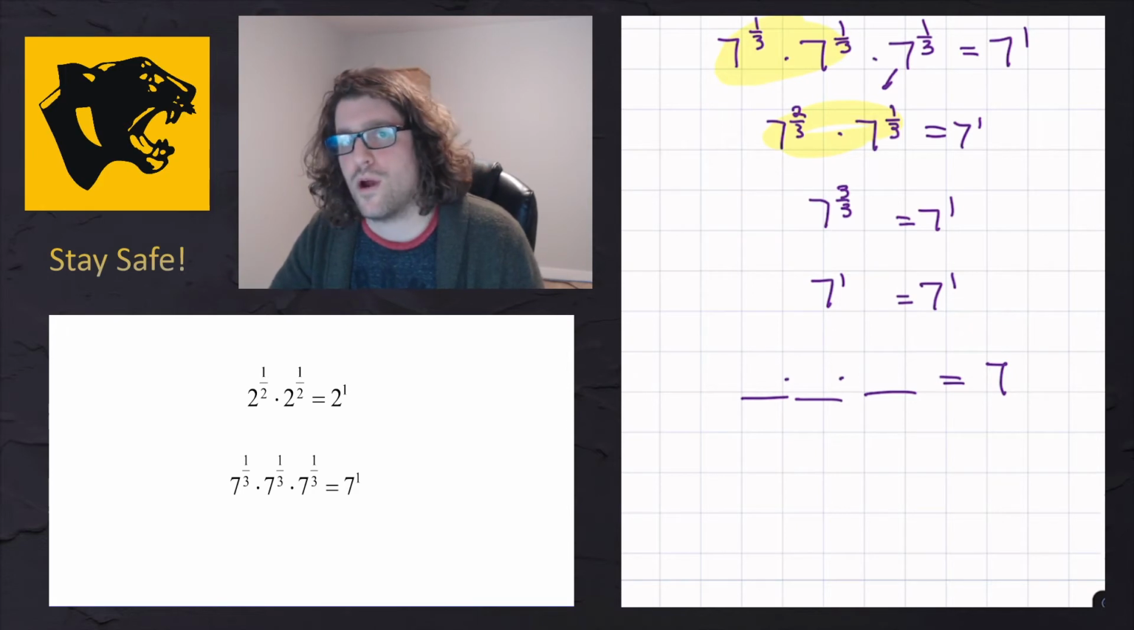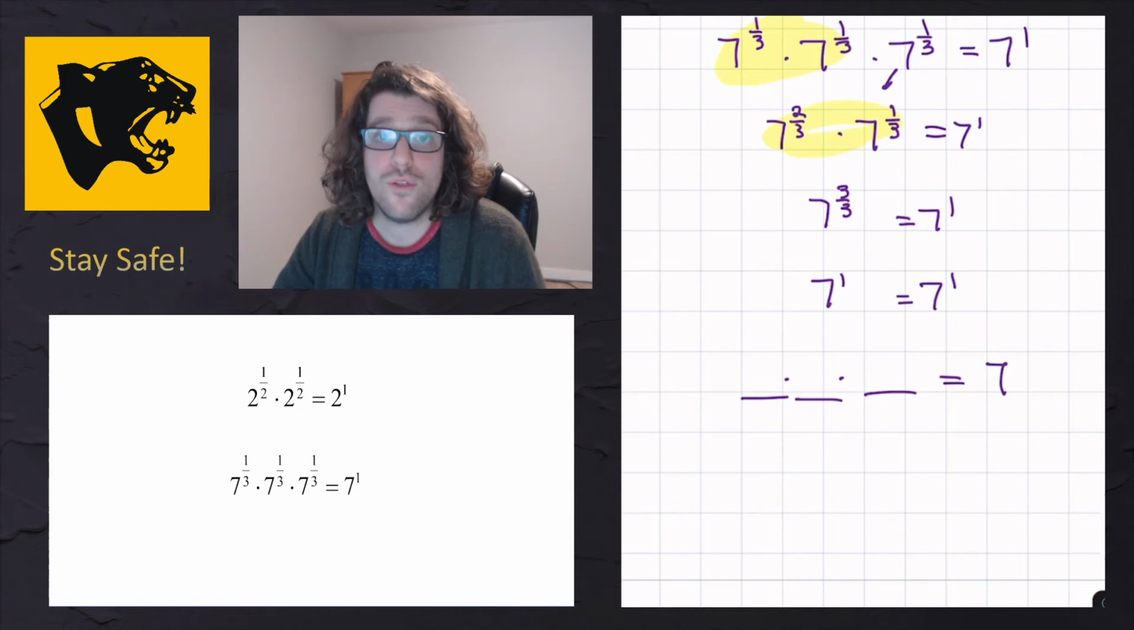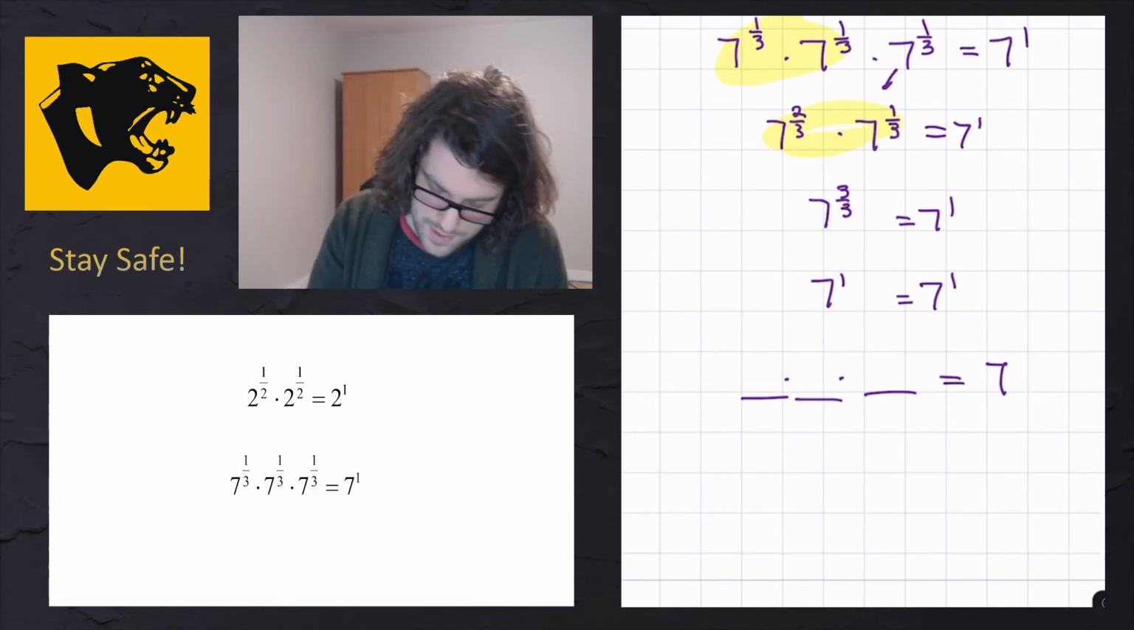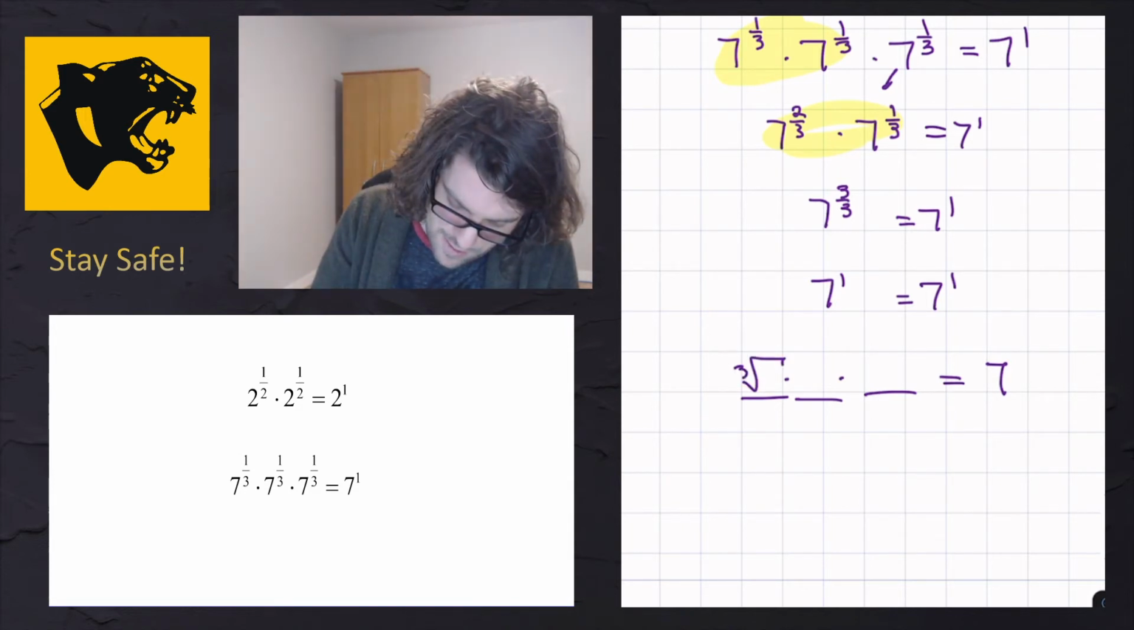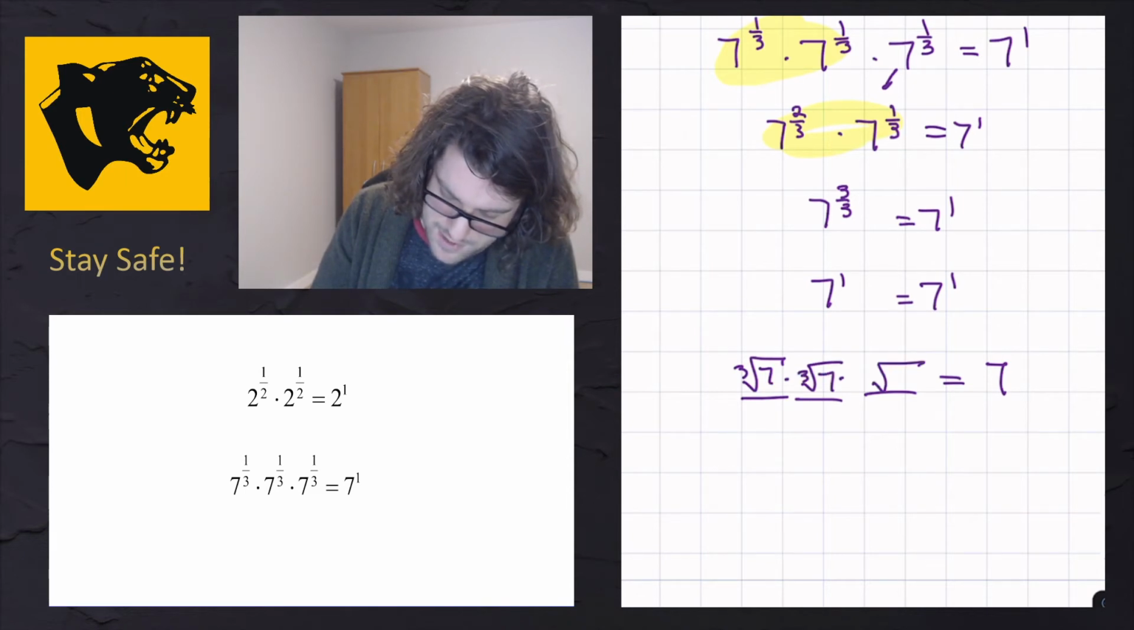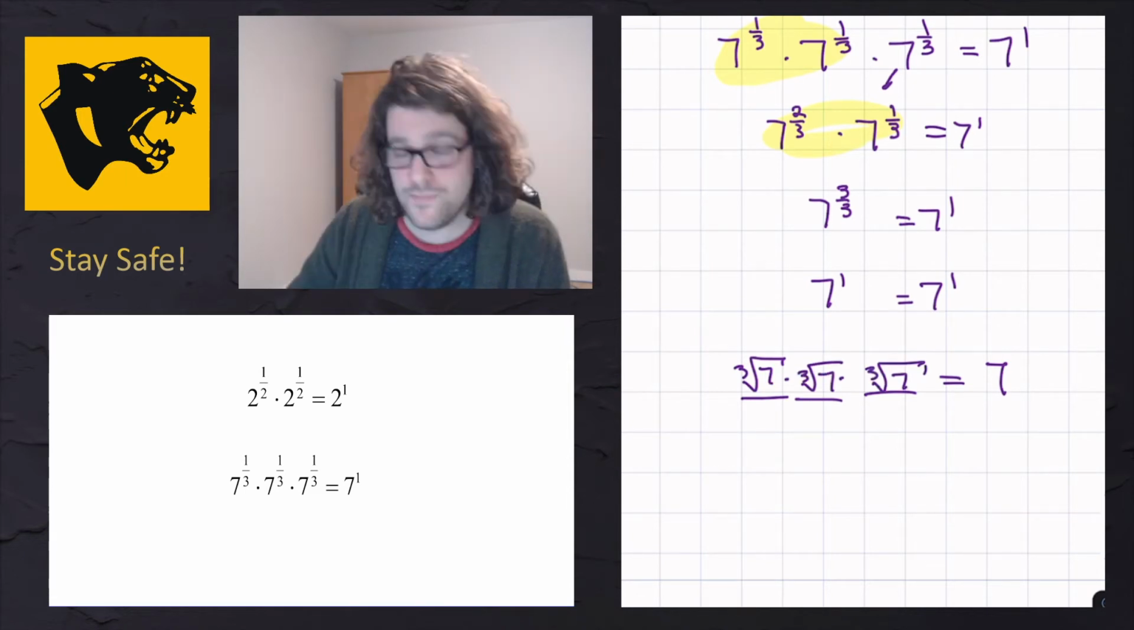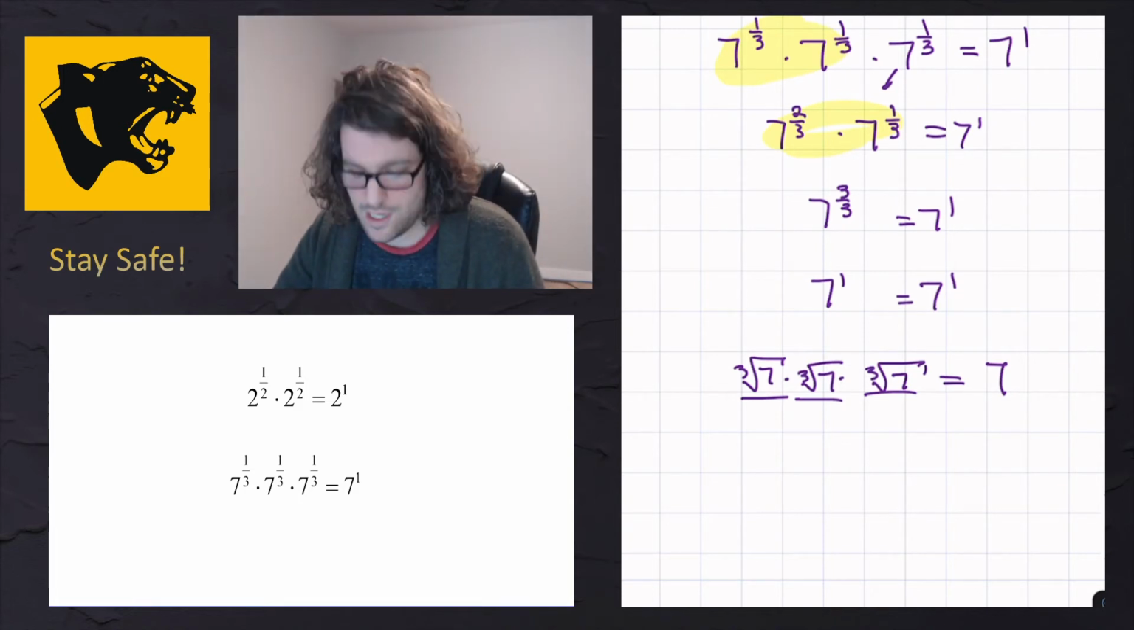Well, if we flip the problem around, what value multiplied by itself 3 times gives you 7? We call that the cube root. So this would be the cube root of 7 times the cube root of 7 times the cube root of 7 is equal to 7 itself.